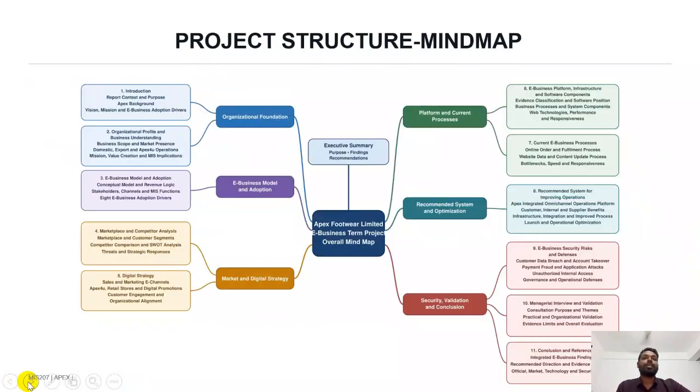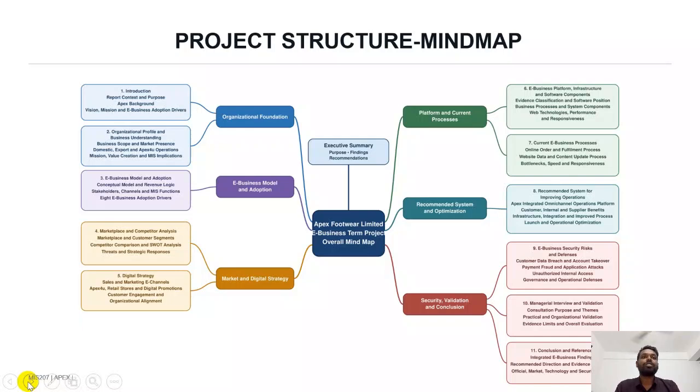Next, the project structure. The slides show that our term paper contains 11 major sections. We begin with the executive summary and organizational understanding. Then we move through the e-business model, marketplace and competitors, digital strategy, platform and software components, and current e-business processes. After identifying the current problem, we recommend a system for improving operations. Finally, we discuss security risk, managerial validations, and the overall conclusions.